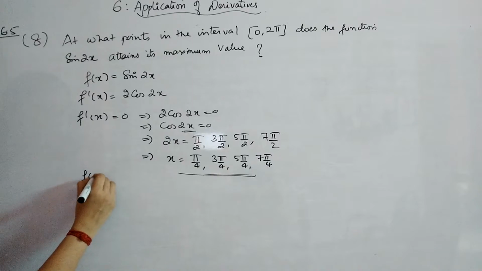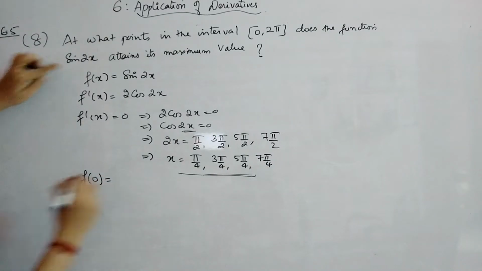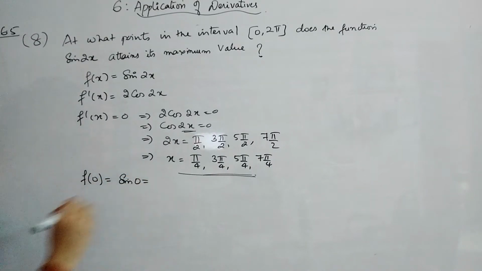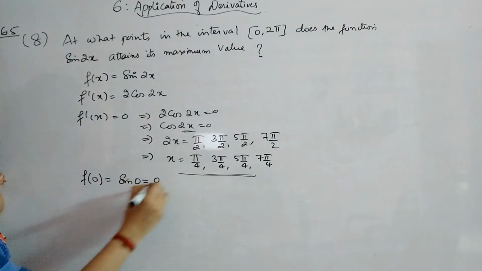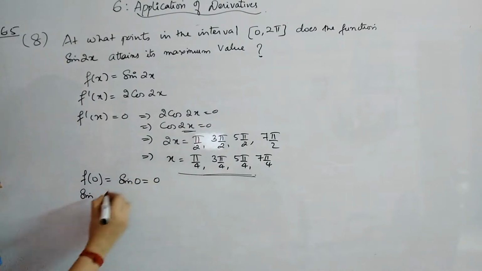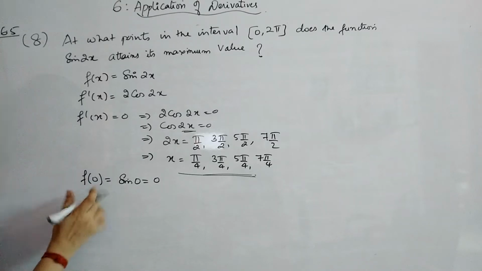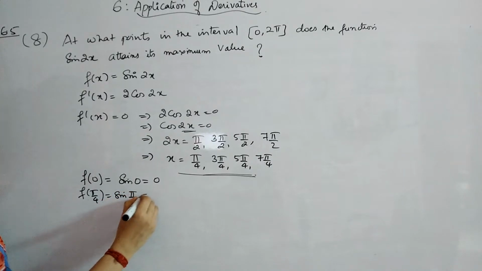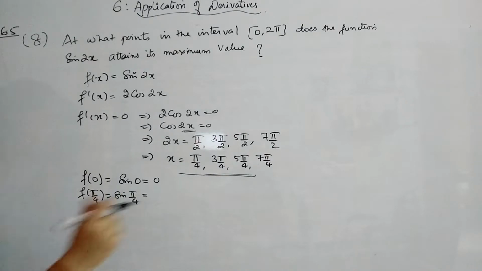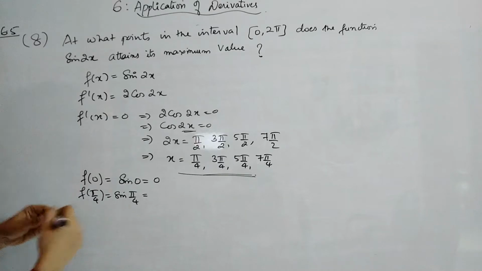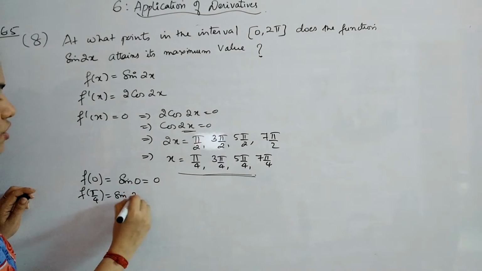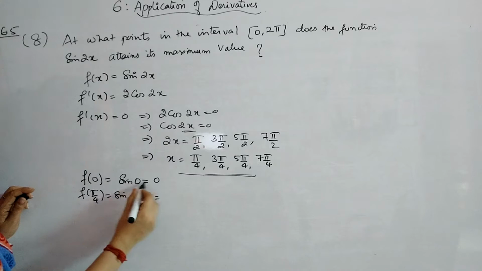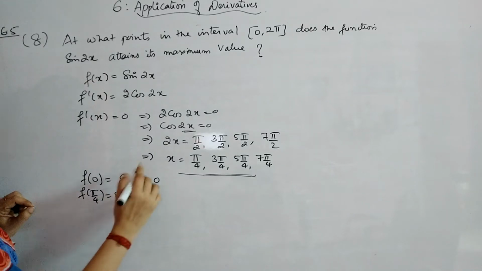So first we will start with f of 0. Okay, f of 0 will give you sine 0. Sine 0 is 0. Next value, f of pi by 4. Okay, f of pi by 4 will give you sine pi by 4. Sine pi by 4 is 1 by root 2. Right? Sorry, it is sine 2x, right? So it is not sine pi by 4, it is sine 2 into pi by 4. This will not change for 0, because 2 into 0 will give you sine 0 only.